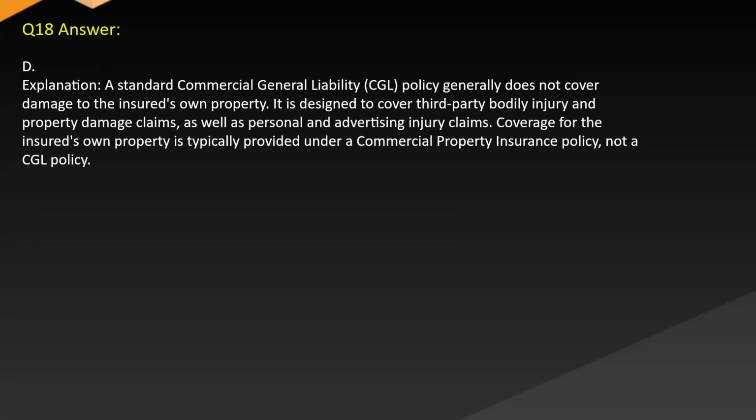Answer: D. Explanation: A standard commercial general liability (CGL) policy generally does not cover damage to the insured's own property. It is designed to cover third-party bodily injury and property damage claims as well as personal and advertising injury claims. Coverage for the insured's own property is typically provided under a commercial property insurance policy, not a CGL policy.